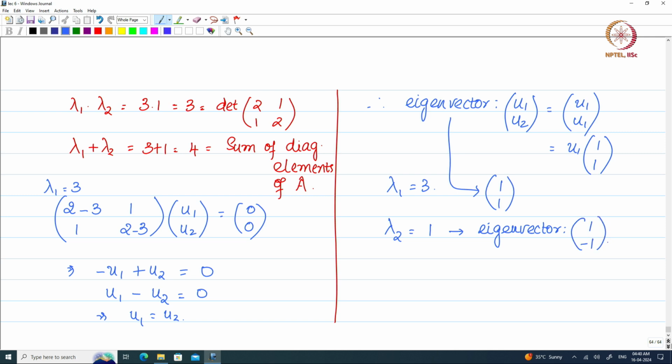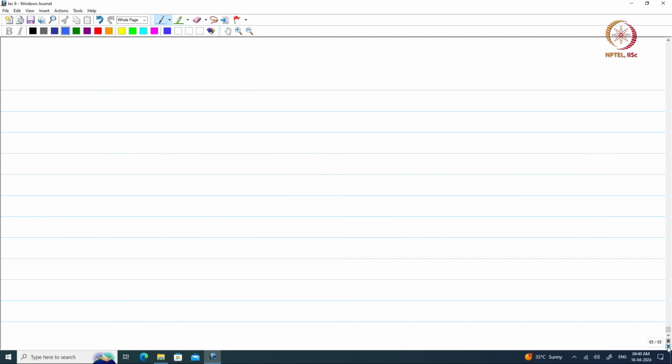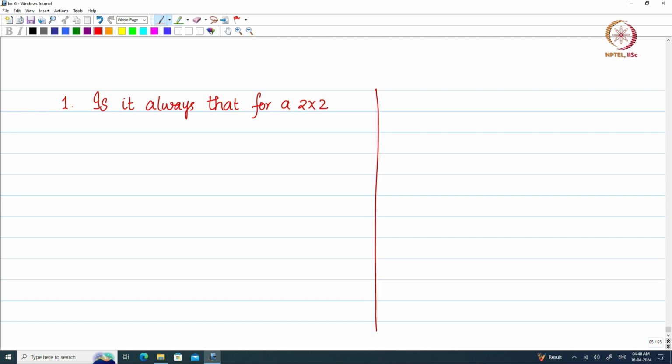Okay. Now there are a few questions that we want to answer here. So we know how to find the eigenvalues, and we know how to find the eigenvectors. Now the questions that we have: number 1, is it always the case that for a 2 by 2 matrix A, we get real eigenvalues?